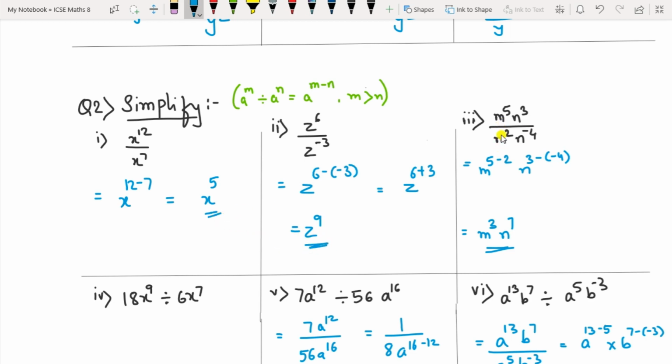Now in this case again two variables are there, so accordingly subtract their powers. So 5 minus 2 for m and 3 minus of minus 4 for n. So it becomes m raised to 3 and n raised to 7.